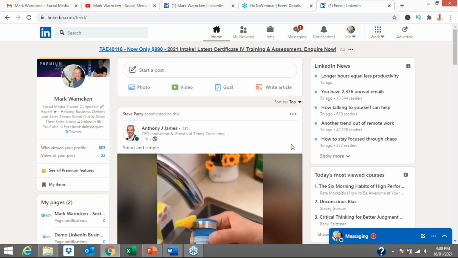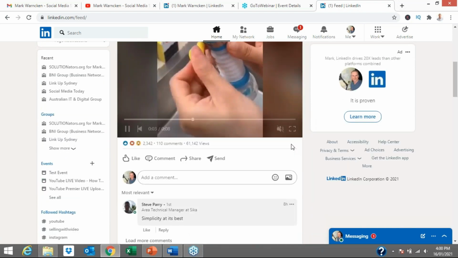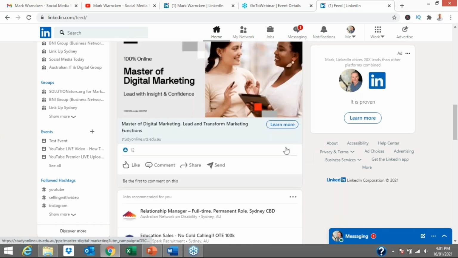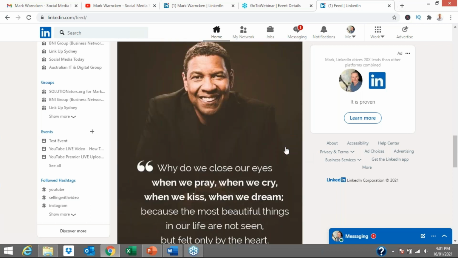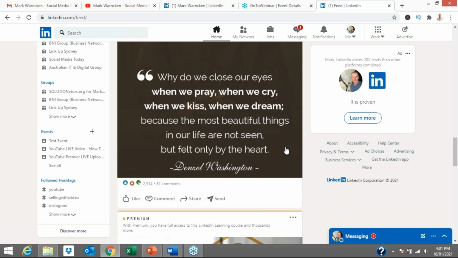Once you've set up and created a LinkedIn profile, you then want to start engaging with your LinkedIn connections. Think of it as like going to a business luncheon or a business networking event. The vast majority of people, they still really haven't got their head around LinkedIn, what to do with it and how they can help generate interest in their business, promote themselves, their business and brand.